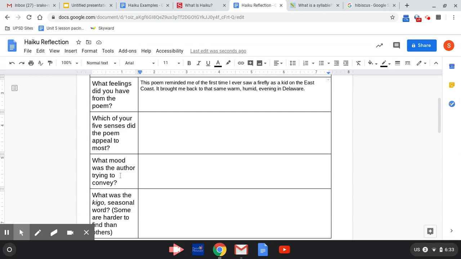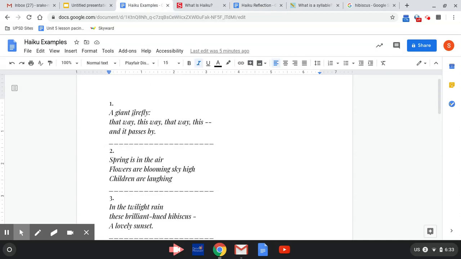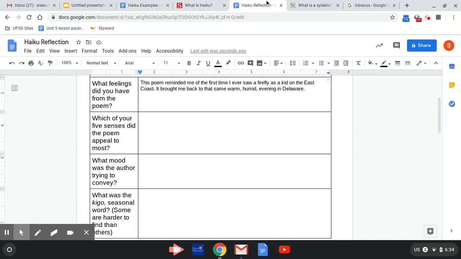So remember, our senses, let's see if I can get this time, are sight, sound, touch, taste, and smell. So what's going on here? Are we seeing? I'm going to say sight for this one because it's not really describing a smell or a taste or a sound. So I'm just going to write sight.